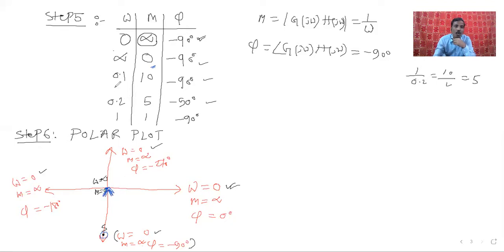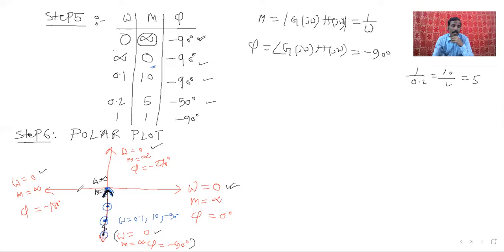And another value: omega 0.1, magnitude equals 10, and minus 90 degrees. Similarly for 0.2, the magnitude is 5 and minus 90 degrees. So this is the polar plot. This is the starting point, and this is the direction of the polar plot.